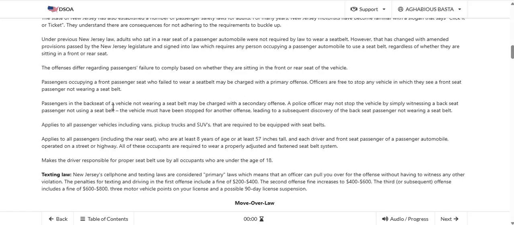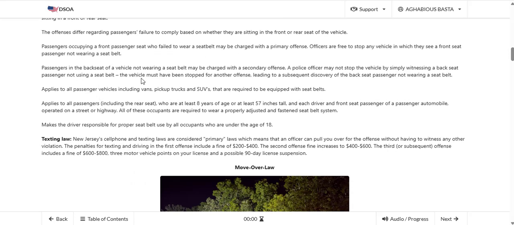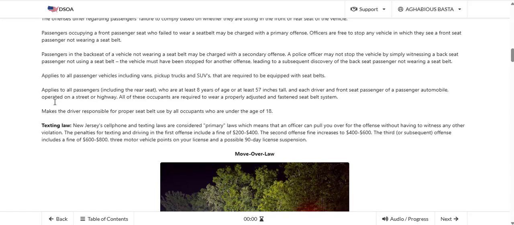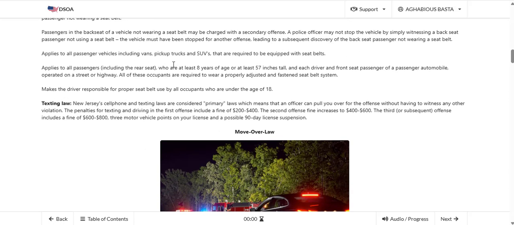Officers are free to stop any vehicle in which they see a front seat passenger not wearing a seatbelt. Passengers in the back seat of a vehicle not wearing a seatbelt may be charged with a secondary offense. A police officer may not stop the vehicle simply by witnessing a backseat passenger not using a seatbelt, only by subsequent discovery of the backseat passenger not wearing a seat belt. Applies to all passenger vehicles including vans, pickup trucks and SUVs that are required to be equipped with seat belts.